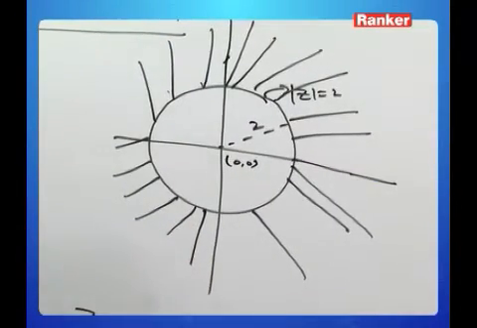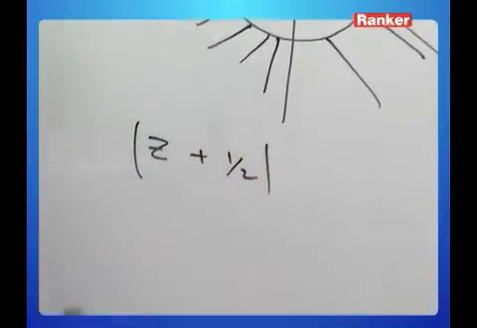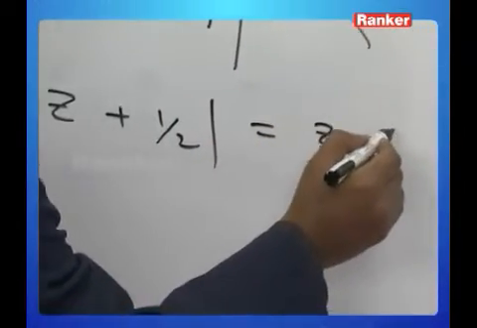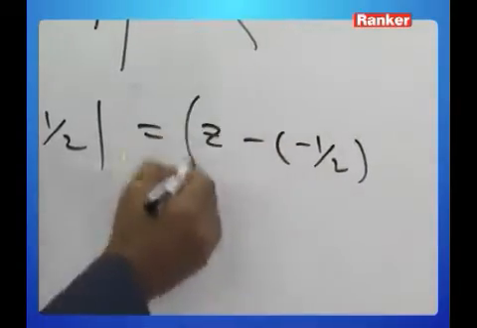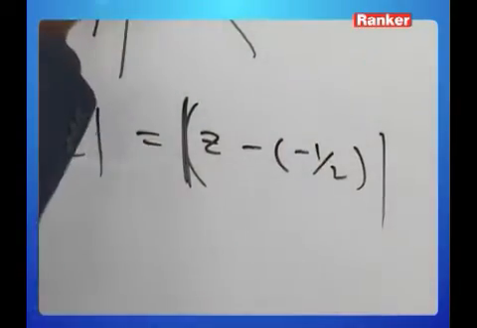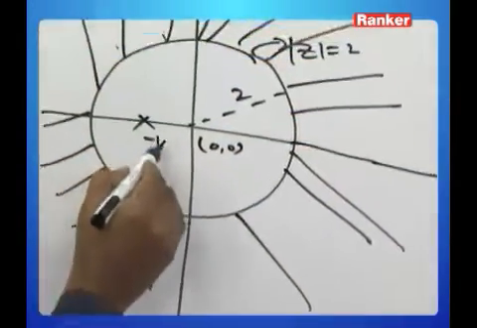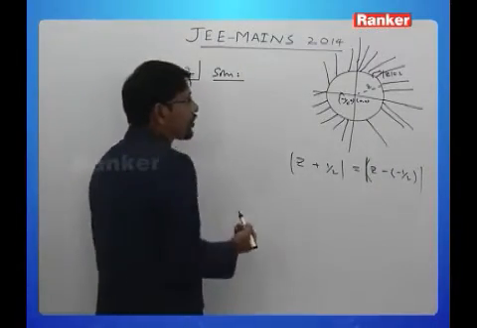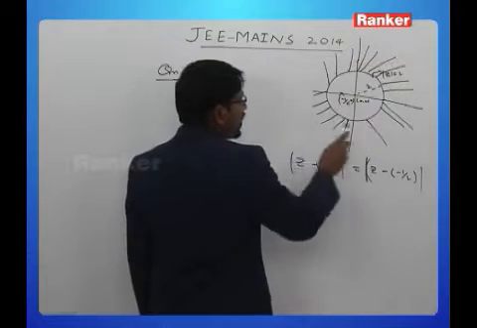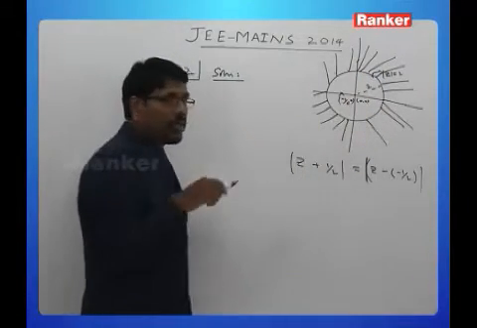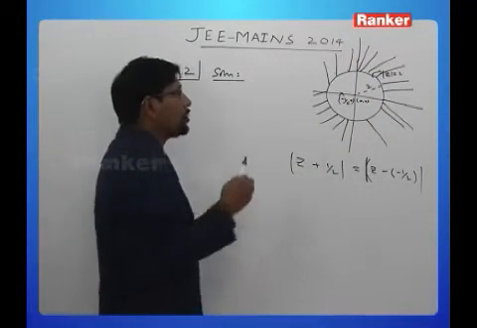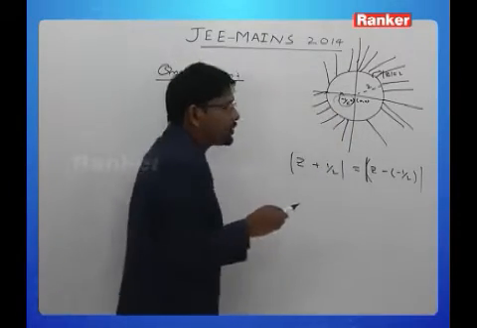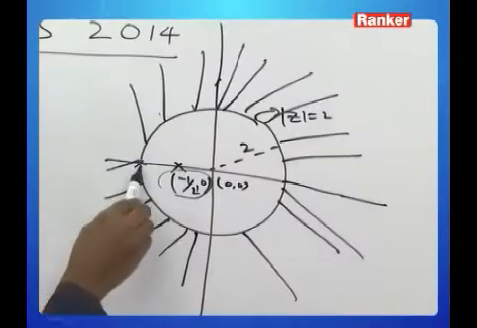Mod of z plus half, what does this measure? It measures the distance between z and minus half. So the complex number minus half lies here, at (minus half, 0). Now of this region which is exterior to the circle and on the boundary of the circle, which is the point which is closest to (minus half, 0)? Obviously this point. This is closest.